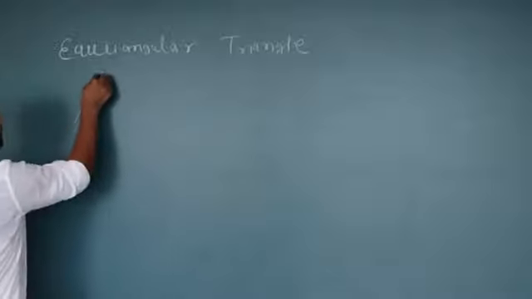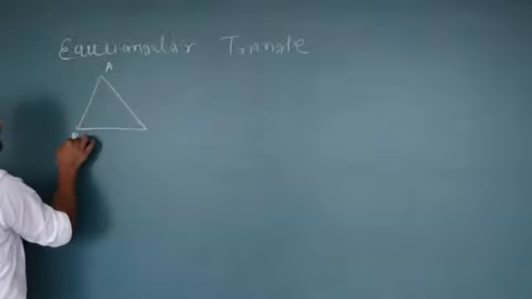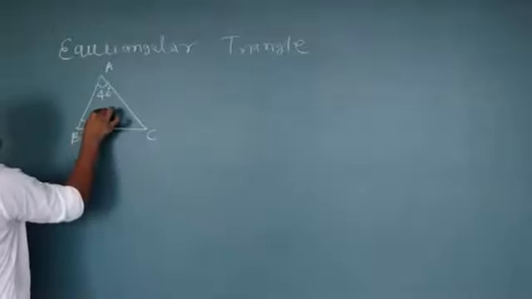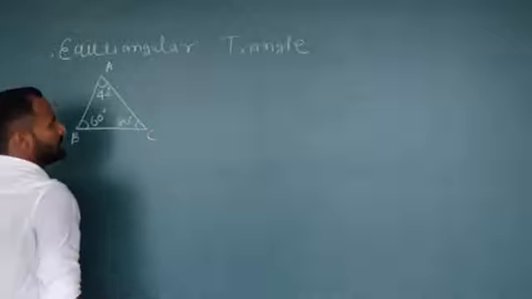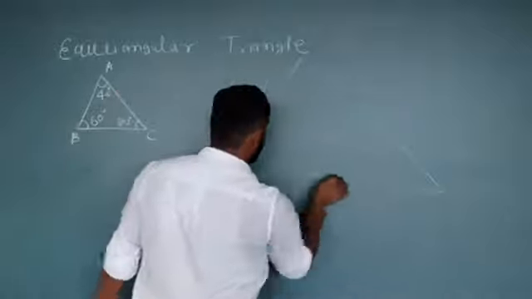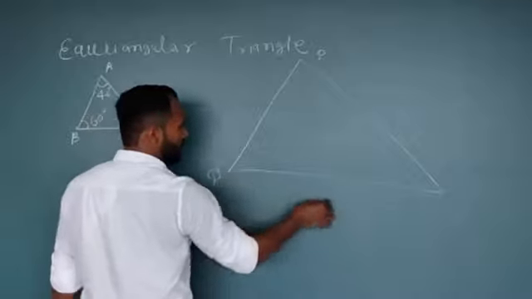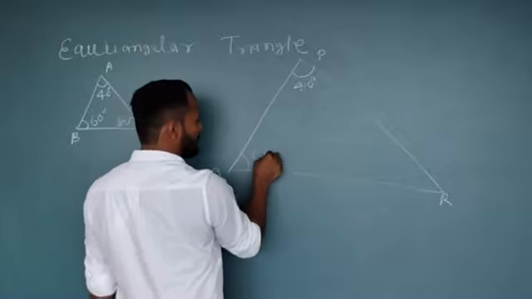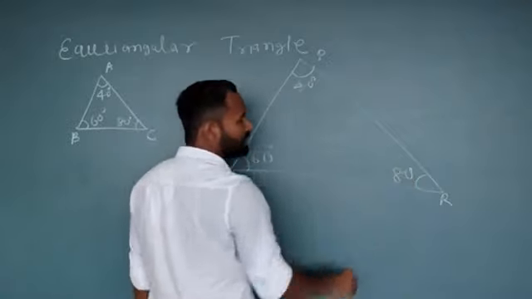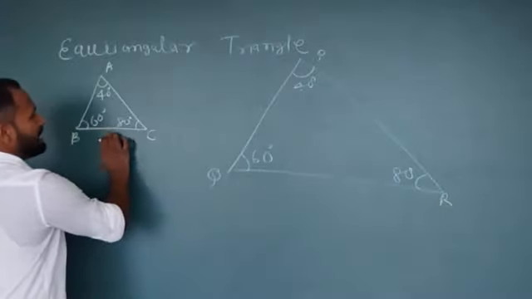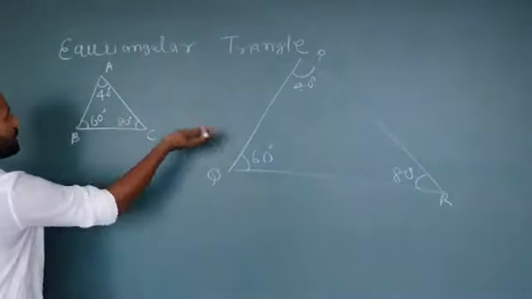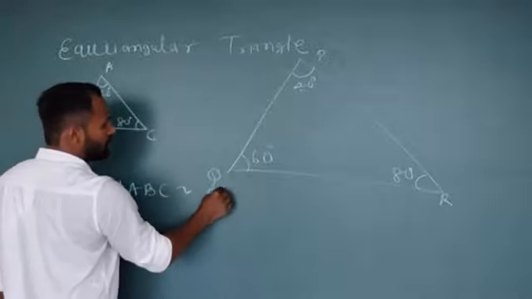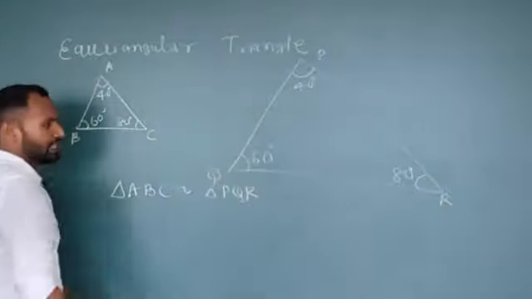You can take one example. This is triangle ABC. Suppose these angles are 40 degrees, 60 degrees and 80 degrees. You have another triangle, PQR. In this case, this is also 40 degrees, this is also 60 degrees and this is also 80 degrees. So basically we can call it an equiangular triangle. Since angles are equal to each other, triangle ABC is going to be similar to triangle PQR.